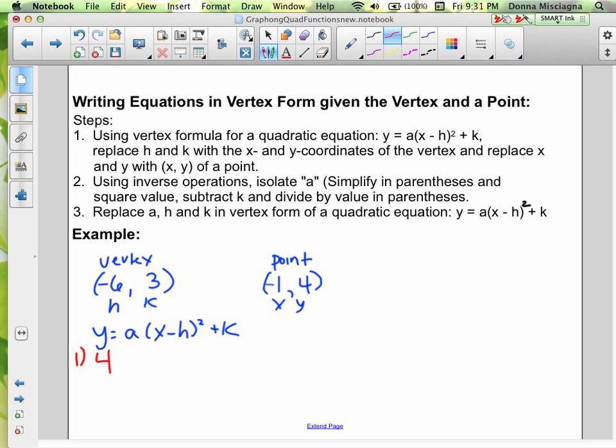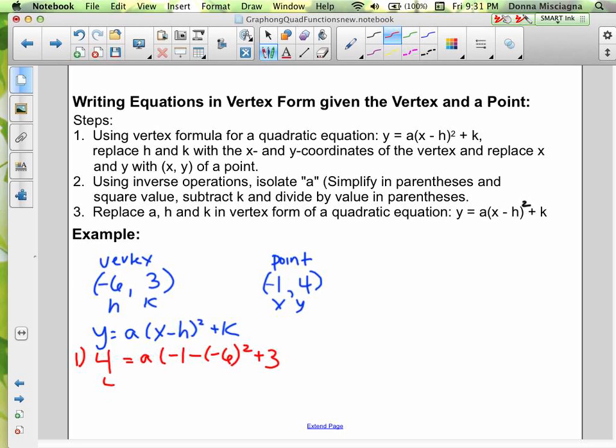So this is step 1. 4 equals a, that's what I'm solving for. And then x is -1. h is -6, so that's going to be minus a -6 squared plus 3. And we just take a look back, get h in the right spot, k in the right spot, x in the right spot, y in the right spot, because we don't want to take the time to solve and then realize, whoops, I switched 2 values.